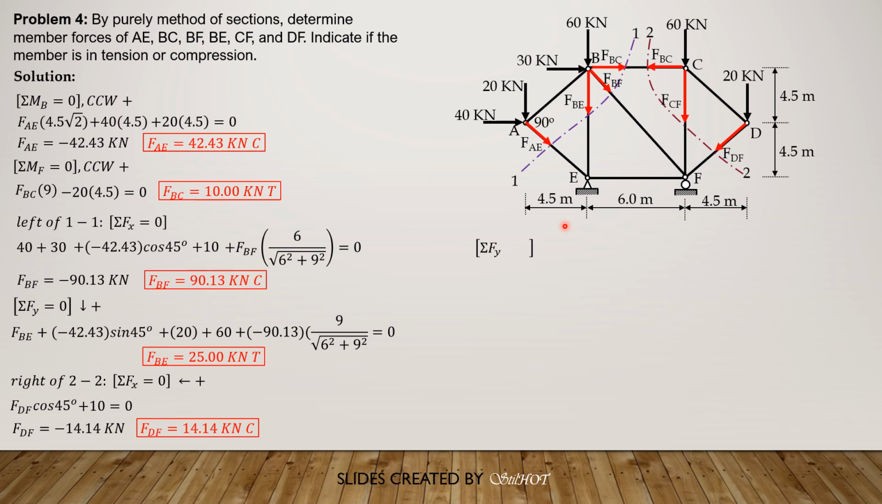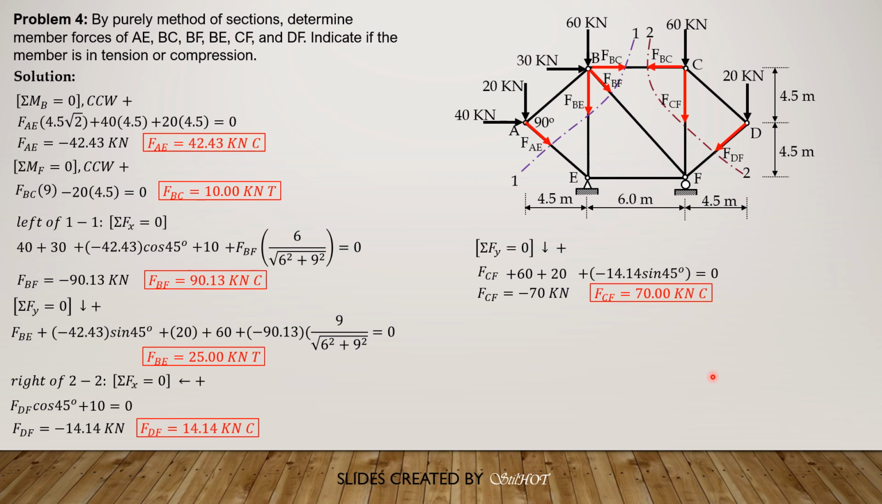Finally, summation forces vertical equals 0 and downward as positive. Then we have FCF plus 60 plus 20 plus FDF, which is negative 14.14 times sine of 45, then equals 0. So FCF is equal to negative 70 kilonewtons, or FCF is 70 kilonewtons compression. So we already found all the members.